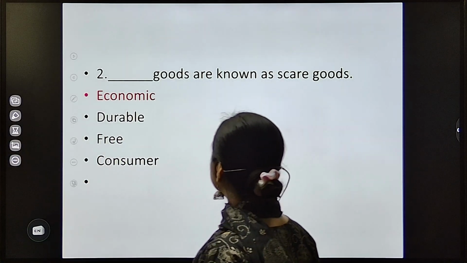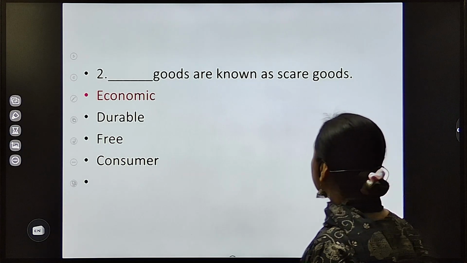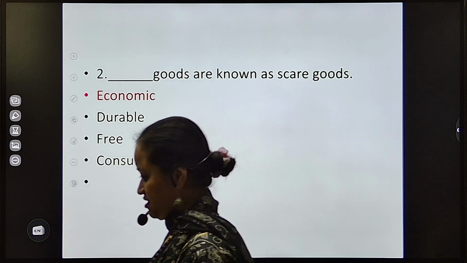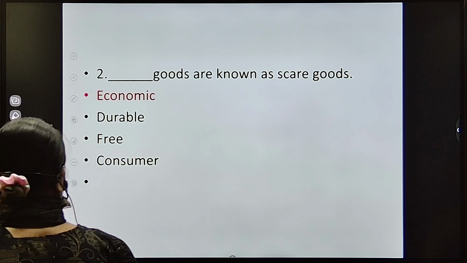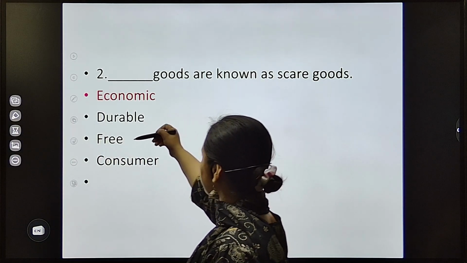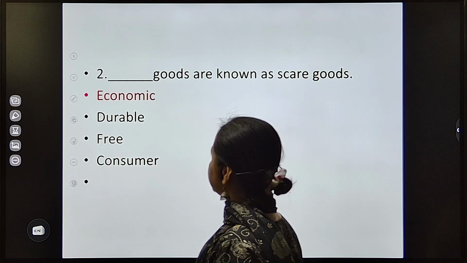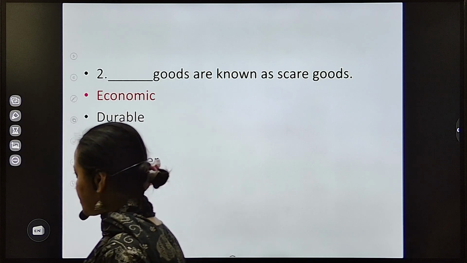Now the next one: dash goods are known as scarce goods. The options given are free, durable, consumer goods, and economic. The right option is economic goods.